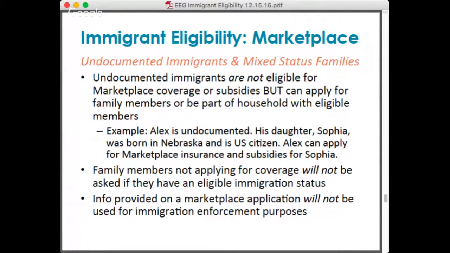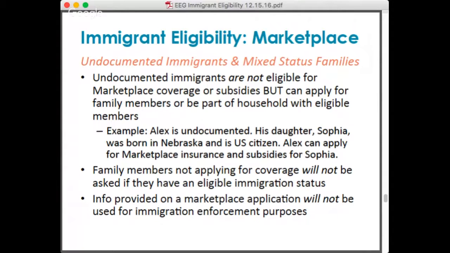Undocumented immigrants are not eligible for Marketplace coverage or subsidies, but they can apply for family members who would be eligible or be part of a household with eligible members. So the undocumented immigrant themselves is not eligible for coverage or the subsidies, but other people in their family can be, and they can make that application on their behalf. So for example, Alex is undocumented. His daughter, Sophia, was born in the U.S., born in Nebraska. She's a U.S. citizen. Alex can apply for Marketplace insurance and subsidies for Sophia and not himself.